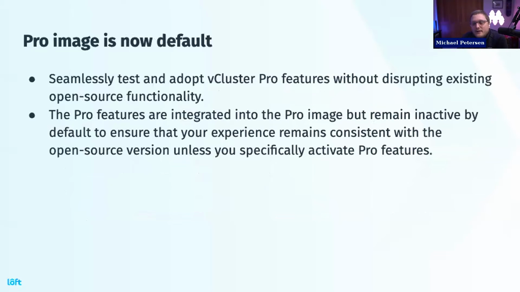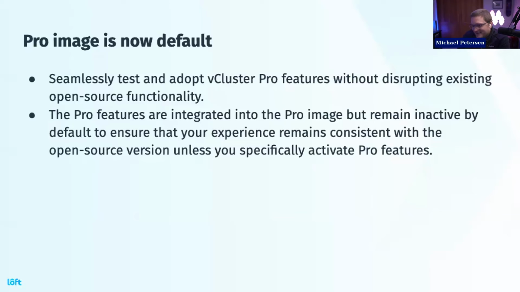So now, okay, this is the one that we got a question about in Slack. Pro image is now default. So seamlessly test and adopt pro features without disrupting existing open source functionality. The pro features are integrated in the pro image, but remain inactive by default to ensure your experience remains consistent. So this was a little bit confusing to people in Slack.